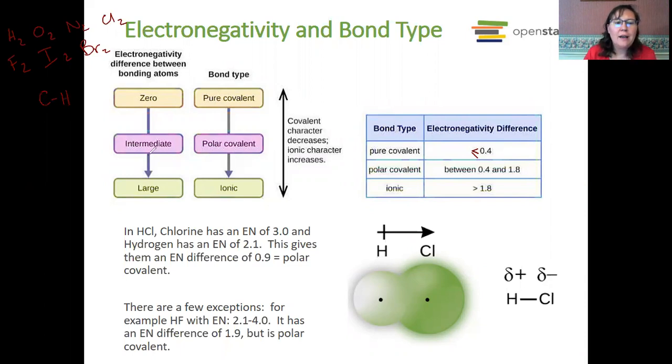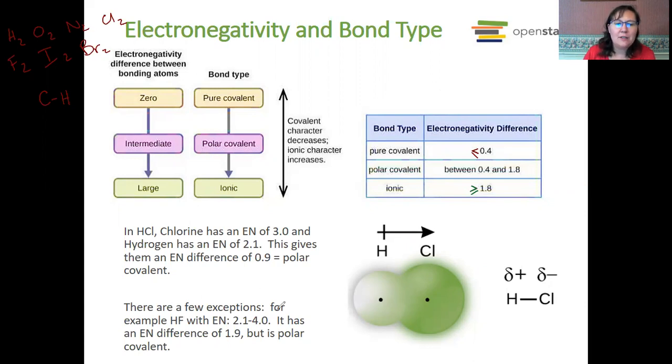Okay, now we have these intermediate or polar covalent bonds. Actually, before we do that one, let's look at these ionic bonds here. Less than, greater than 1.8. Now, let me see if I have that on the next slide. Nope. Okay, so most of the time you have something that's ionic if it's greater than or equal to 1.8 electronegativity difference. However, there are some exceptions to that.